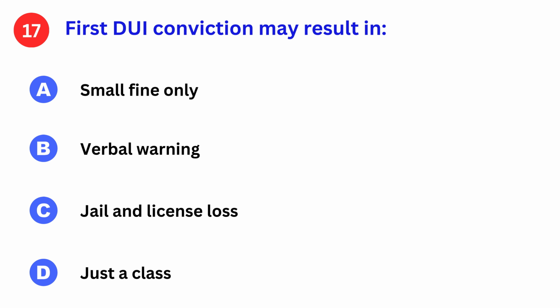First DUI conviction may result in Option A. Small fine only. Option B. Verbal warning. Option C. Jail and license loss. Option D. Just a class.